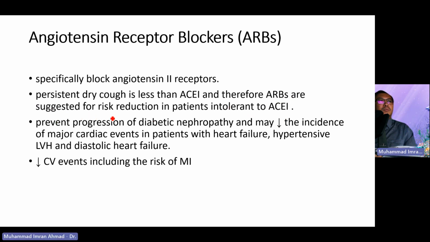ARBs have been shown to prevent progression of diabetic nephropathy. When you have diabetes, the diabetes may cause problems with the kidney, nephropathy. So ARBs have been shown to reduce that progression. And they may also reduce the incidence of major cardiac events in patients with heart failure, in patients with hypertensive left ventricular hypertrophy, and also diastolic heart failure. And these drugs may reduce the cardiovascular events, including the risk of myocardial infarction.